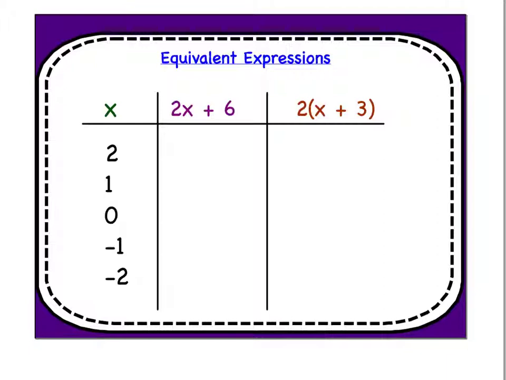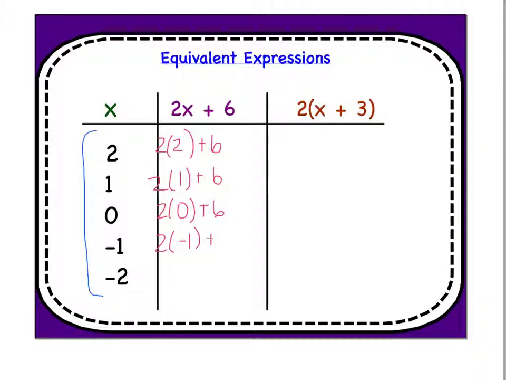This table is basically showing you exactly what I just did on the last page, but it's giving you a broader range. We're going to plug in these specific numbers, and there isn't any special reason why we chose these numbers to plug in. It just gives us a good example of positives and negatives. So here we're going to plug in 2 times, instead of x, 2 plus 6. Here we'll do 2 times 1 plus 6, 2 times 0 plus 6, 2 times negative 1 plus 6, 2 times negative 2 plus 6.